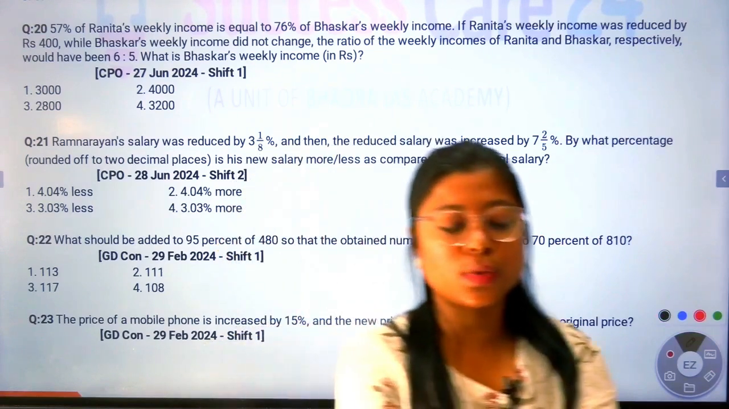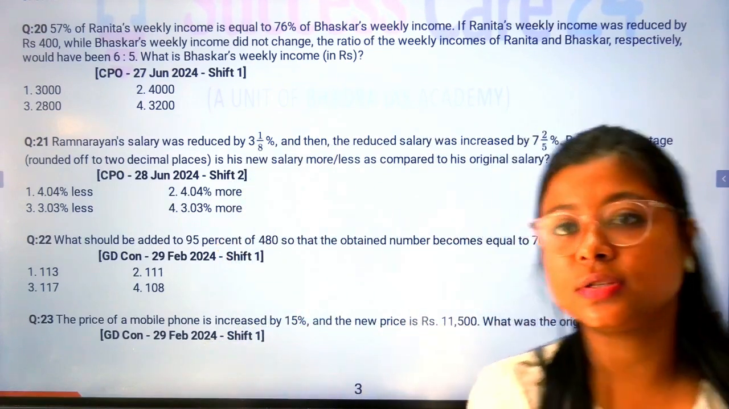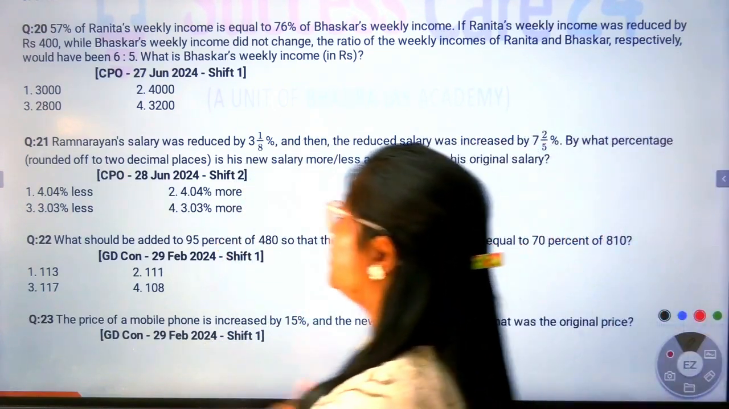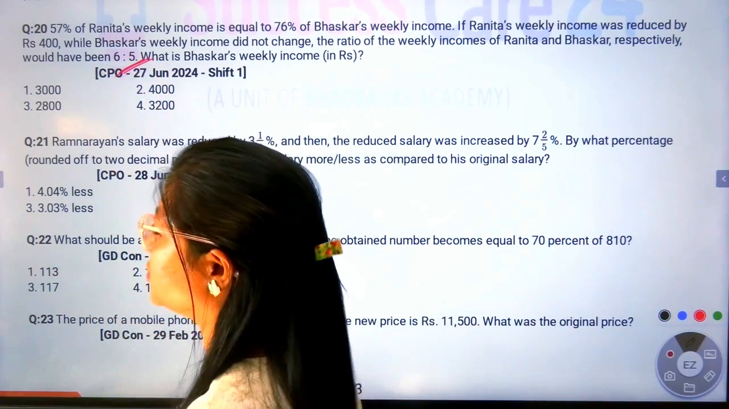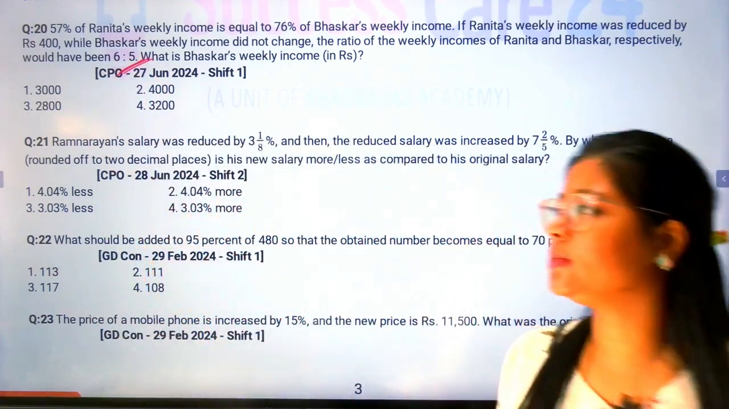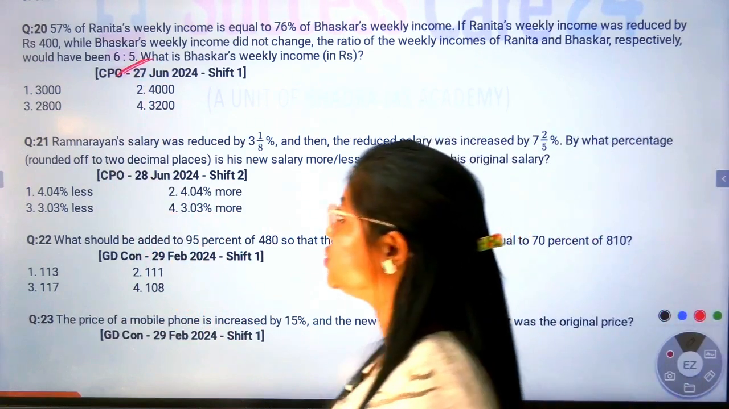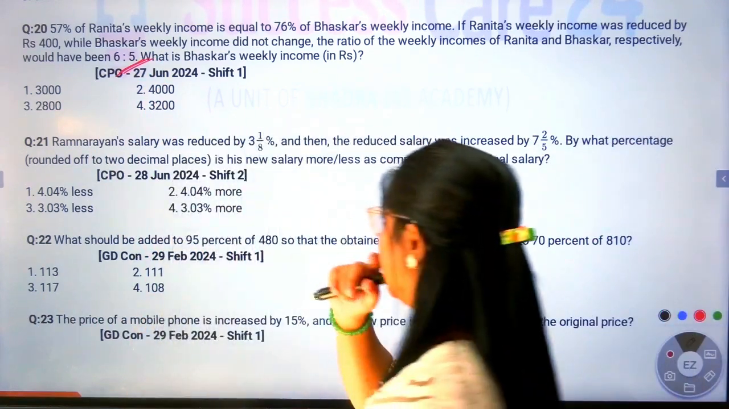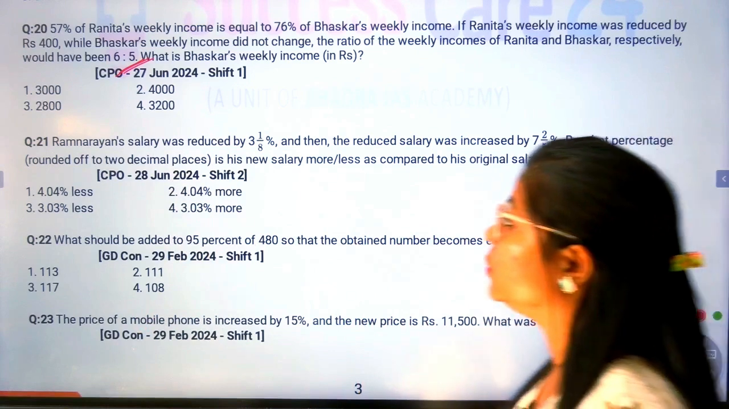So you see in this question, the proportion concept is also used, isn't it? The ratio and proportion concept is also used. Though it is a percentage question, but actually here your ratio and proportion concept is also used. So how will you do it?